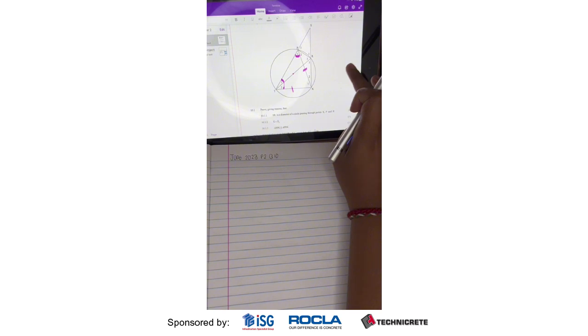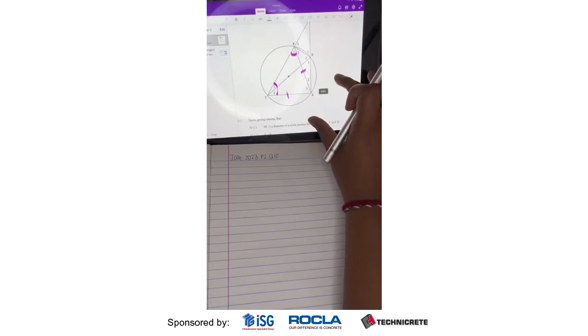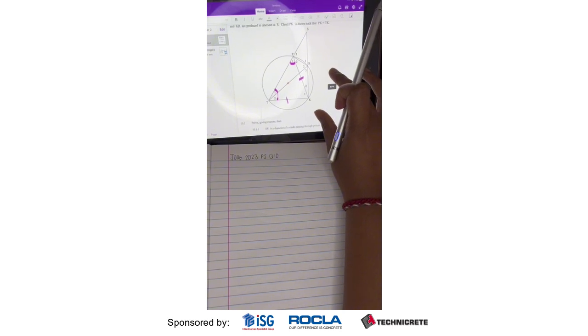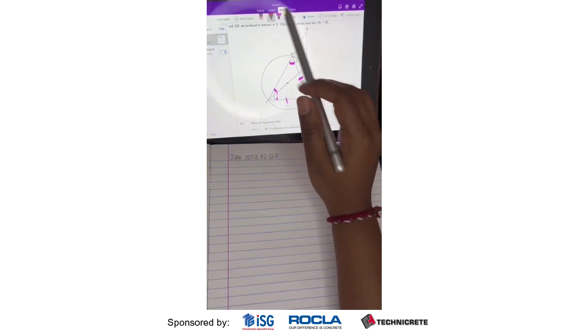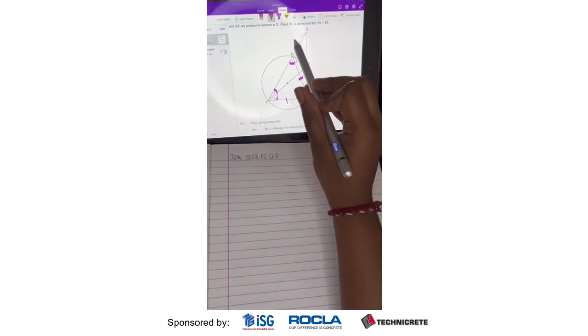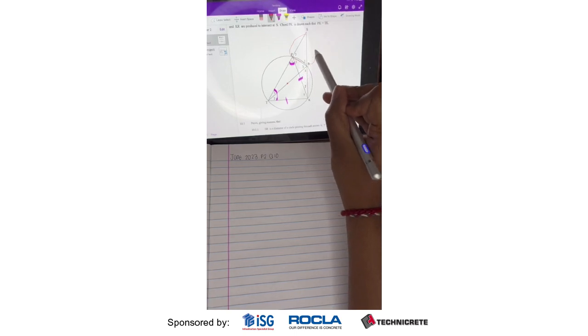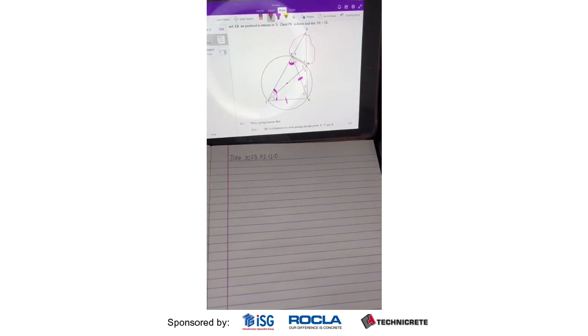The first question says, prove giving reasons that SR, so here's SR, is a diameter of a different circle passing through points S, P, and R. So they want us to prove that SR is a diameter of a circle passing through those points, if it was there. So let's take a look at what we have there. In order for us to prove that it's a diameter, we're going to need some sort of angle.